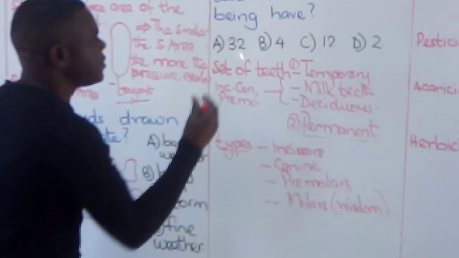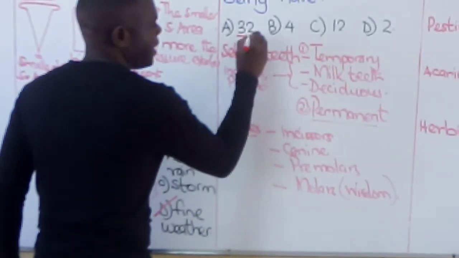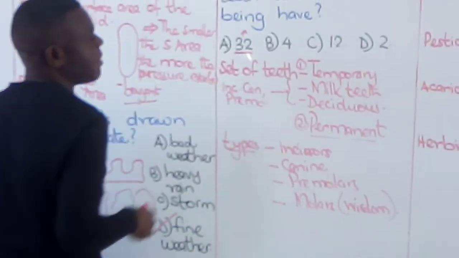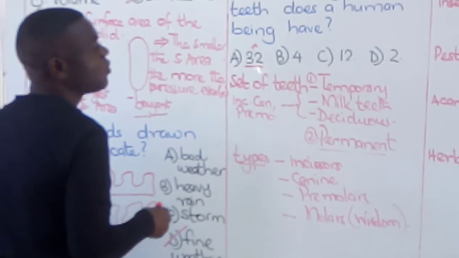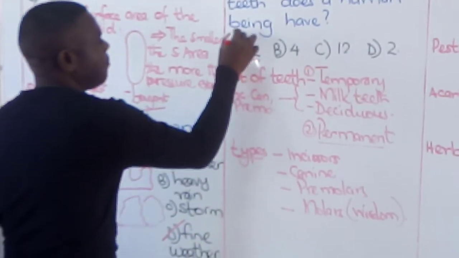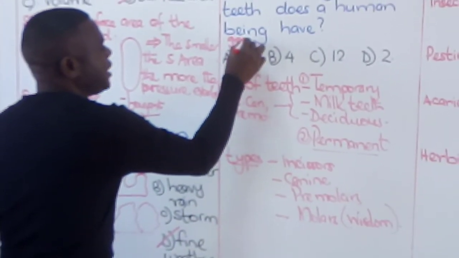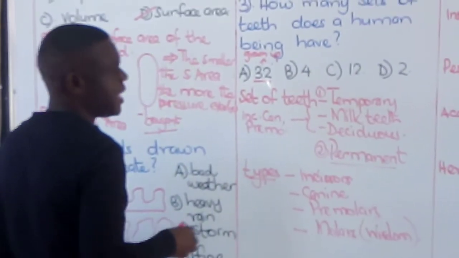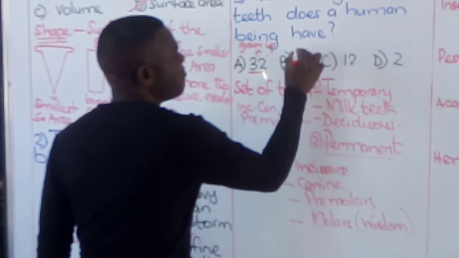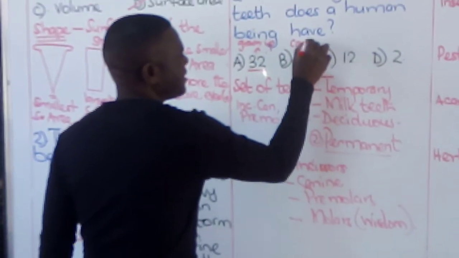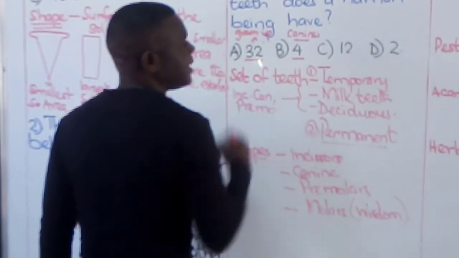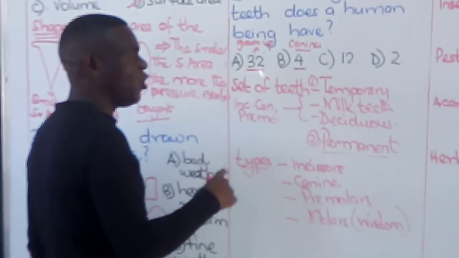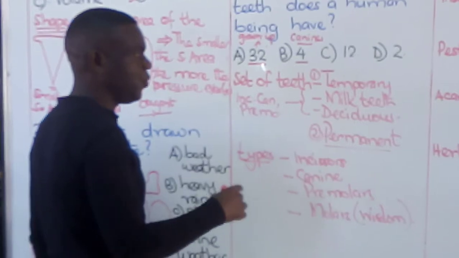Now let's account for 32. 32 is the total number of teeth in a grown up. When somebody is grown up, he must have 32. Now 4 is the number of canines in the mouth, 2 on each jaw.